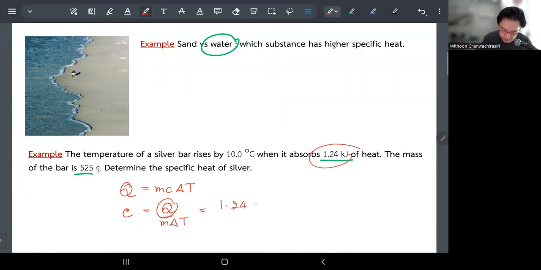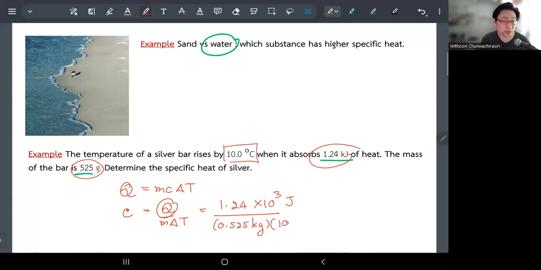1.24 kilo. You can turn it into joules if you like. And then divided by mass. Now it's in grams. You want to turn it into kilograms. That's no big deal. Divided by 1,000, you get kilograms. The delta T is rises by 10 degrees. So it's just 10. You don't need to change anything because the change in Celsius is the same as the change in Kelvin. So it's still 10 anyway. And that's it.